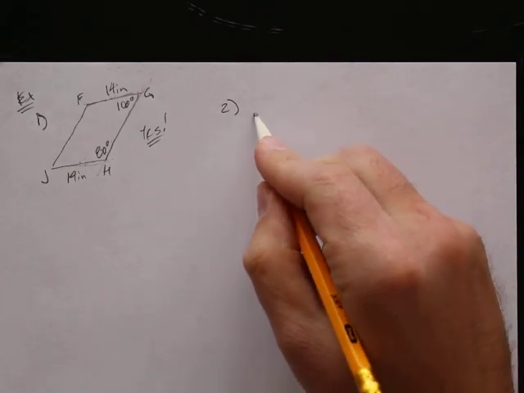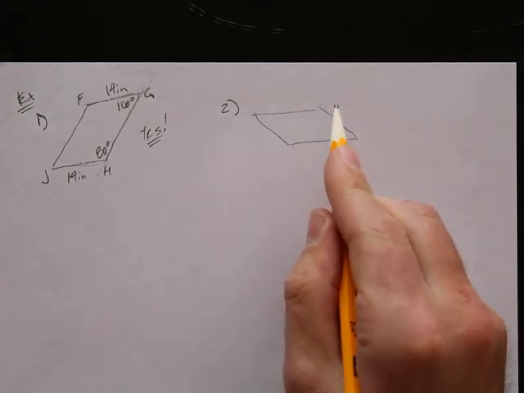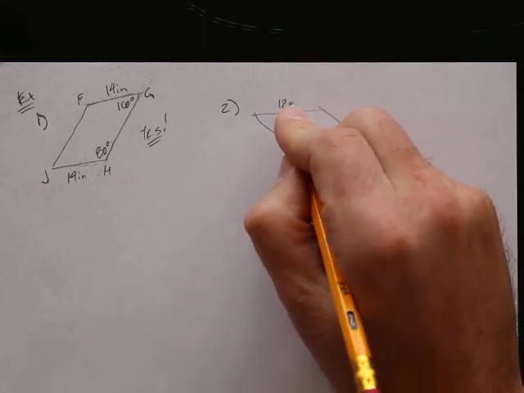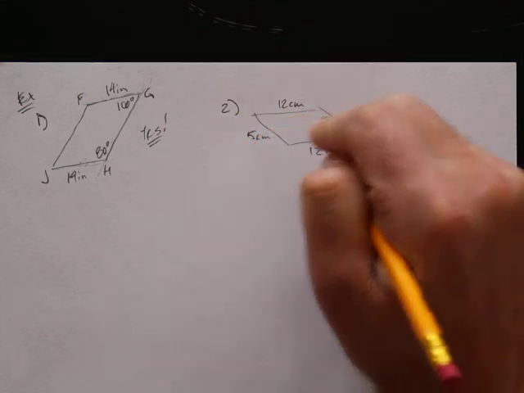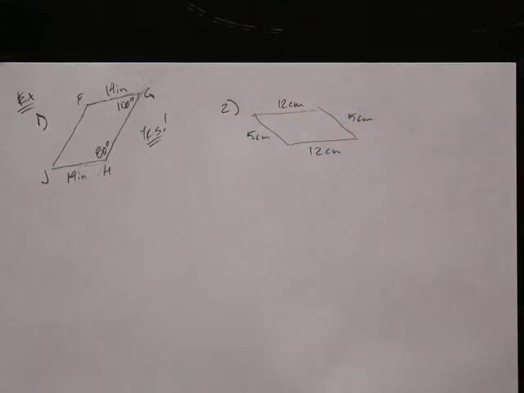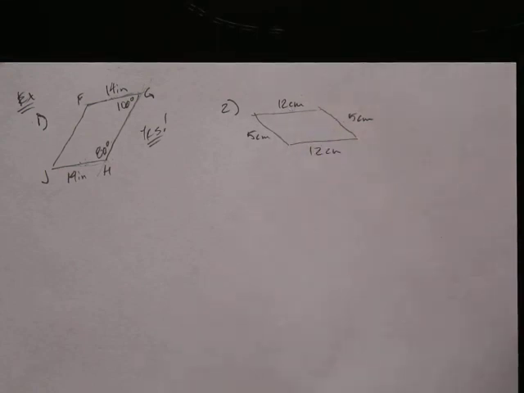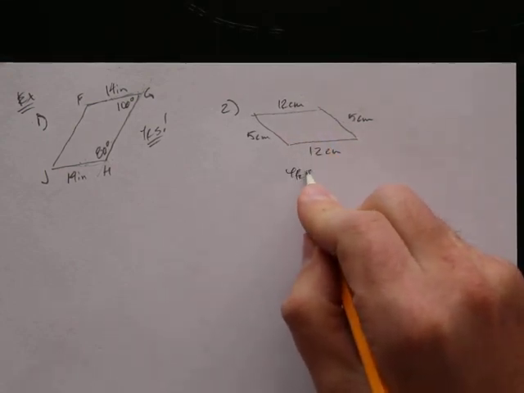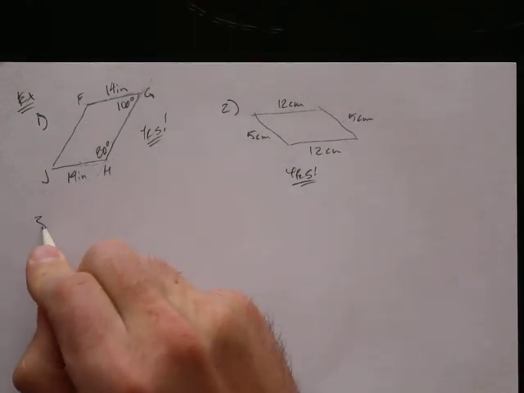Let's look at another one. If I have a parallelogram, or possible parallelogram, I don't know if it's a parallelogram yet, 12 centimeters, 12 centimeters, 5 centimeters, 5 centimeters. Look, opposite sides are congruent. So yes, I have a parallelogram. Let's do number 3.